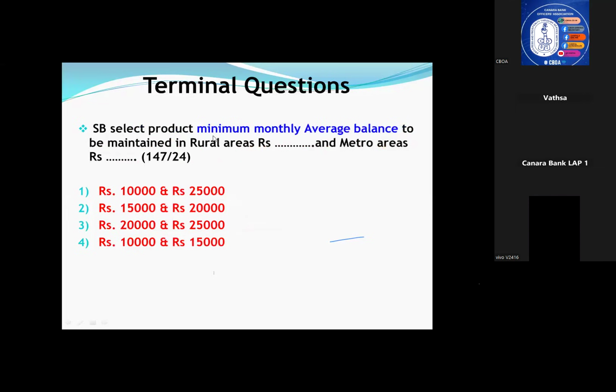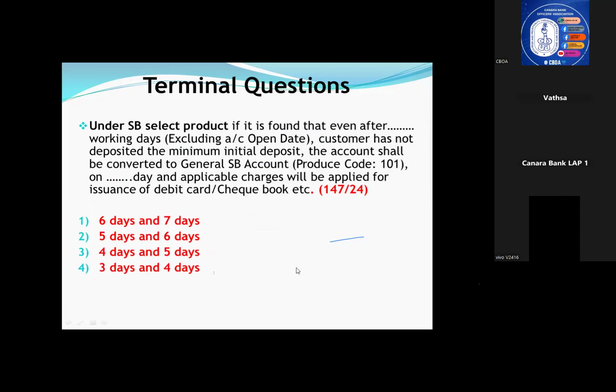SB Select product. Minimum monthly average in rural areas and metro areas. Number 1, 10,000 and 25,000. Under SB Select, the customer has to deposit within how many days? 3 days and 4 days. For the SB Select product, we open it with no balance, but within 3 days or 4 days, he has to put the amount.